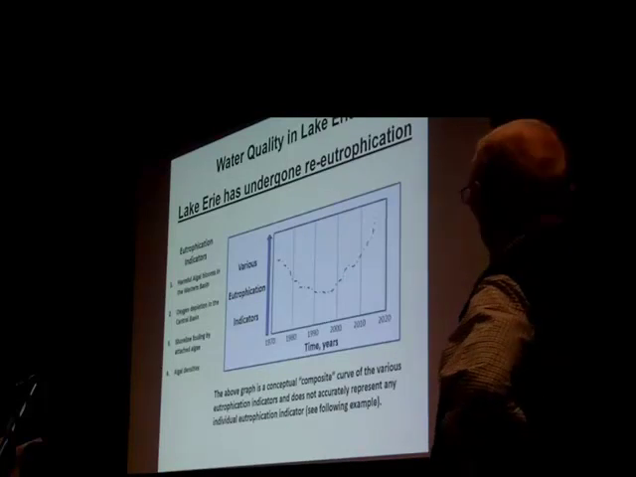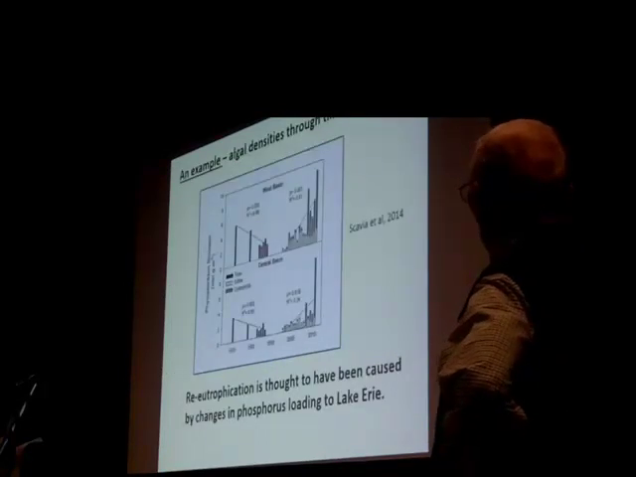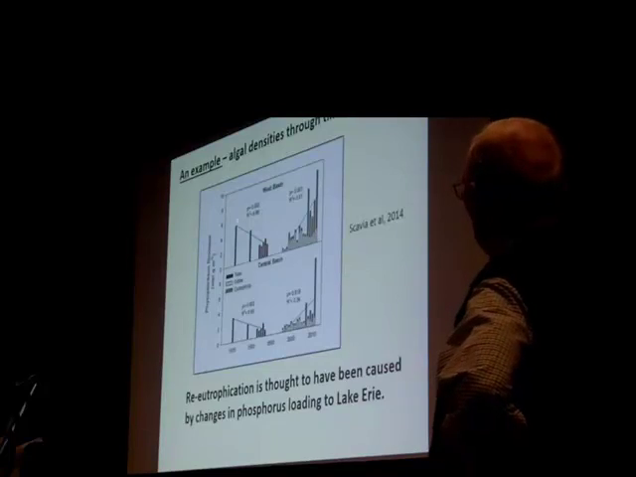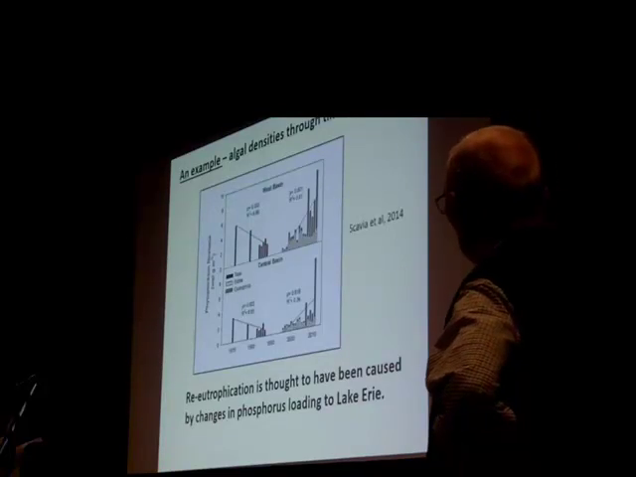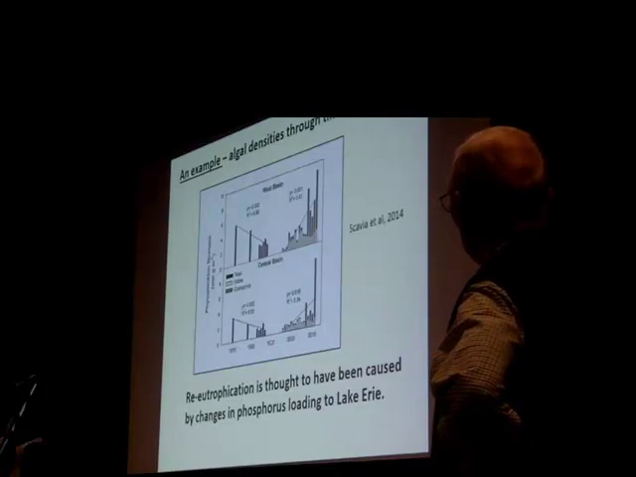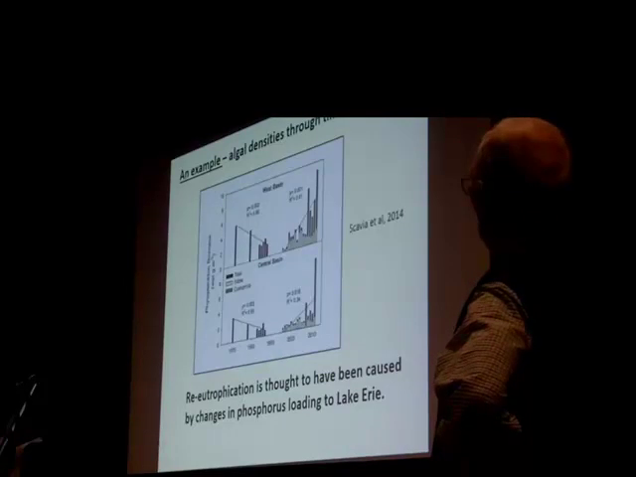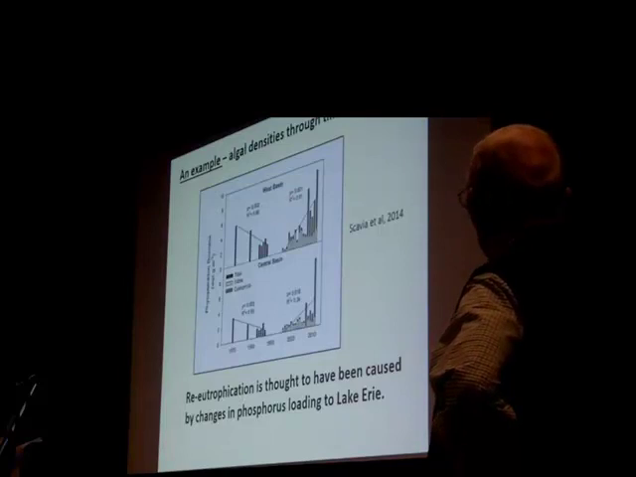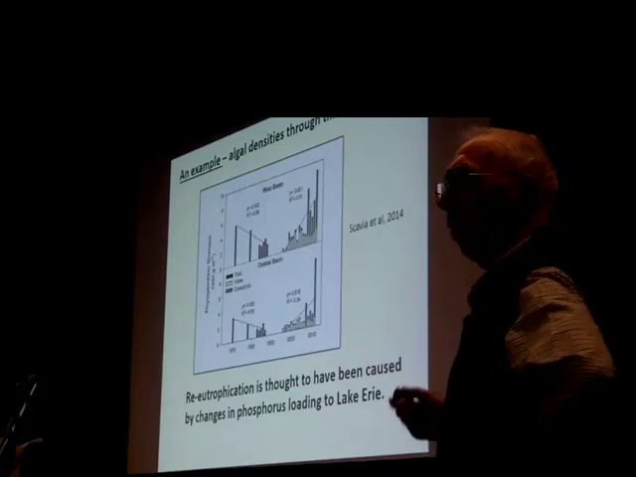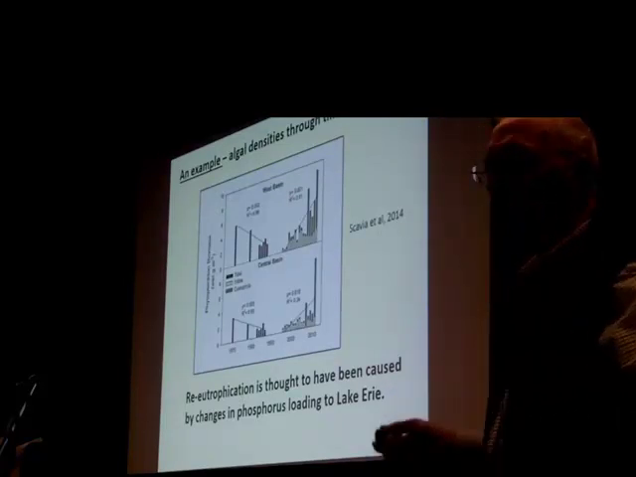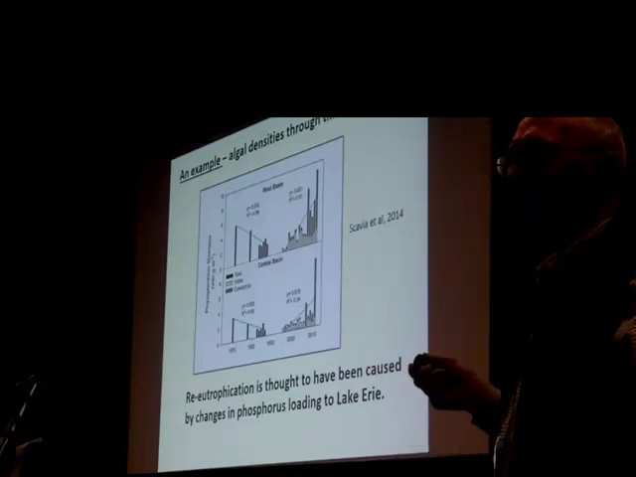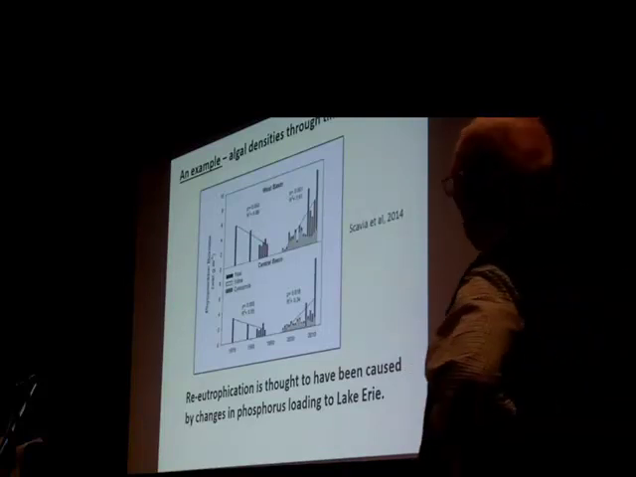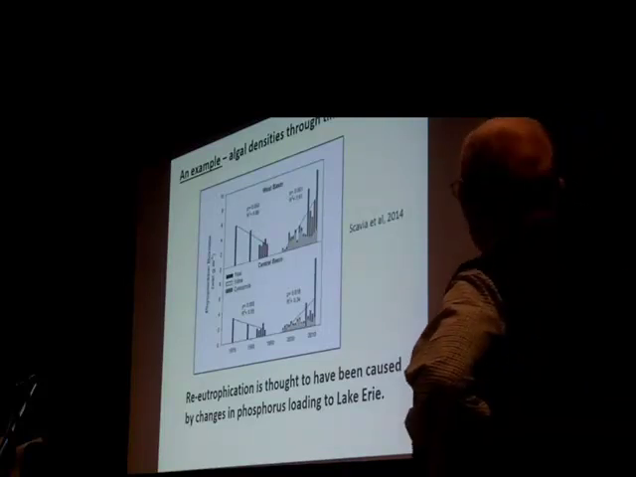This is a generalized curve. If we look at a specific example, this might be algal densities. We can see that they dropped into the mid-1990s, then have gotten worse again, both in the Western Basin and the Central Basin. So this whole issue of reeutrophication is thought to be caused by the amount of phosphorus that's going into Lake Erie down the rivers, the major tributaries such as the Maumee.